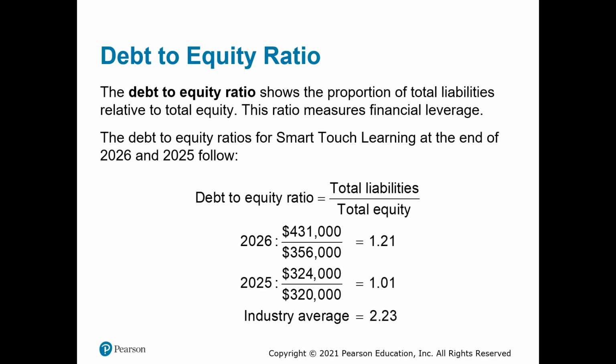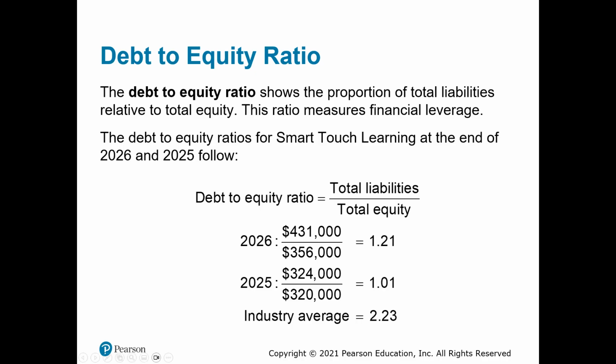What about the debt to equity ratio? It's a measure of how you proportion out your financing between the portion that comes from liabilities versus the portion that comes from equity. And it's on the balance sheet. You would take your total liabilities and divide it by your total equity. Smart Touch this year has $431,000 of liabilities and $356,000 of equity. That's a debt to equity ratio of 1.21, which means their liabilities are 1.21 times their equity, or another way to look at it is they have $1.21 in liabilities for every dollar of equity that the company has.